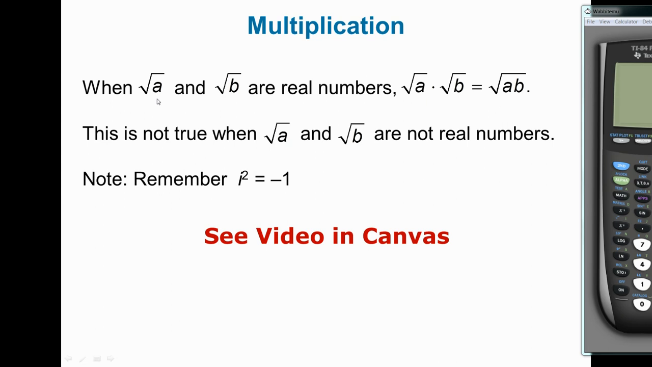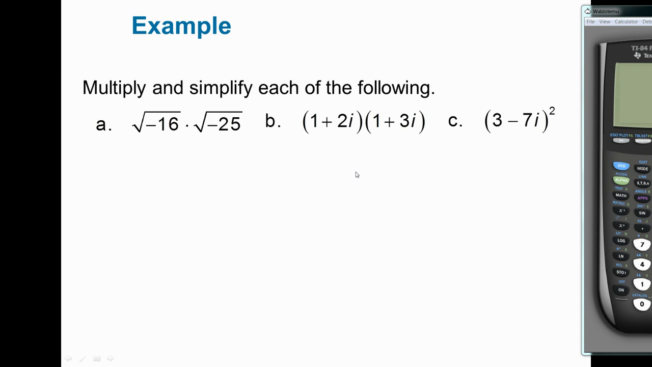When the square root of A and the square root of B, when A and B are real numbers, the product of the square root of A and the square root of B can be written as the square root of AB. Not true, however, when the square root of A and the square root of B are not real numbers. If either A or B is negative, you just can't multiply these two. You can when these are real, but when these are imaginary, they contain negative signs under the radical. You just can't multiply them.